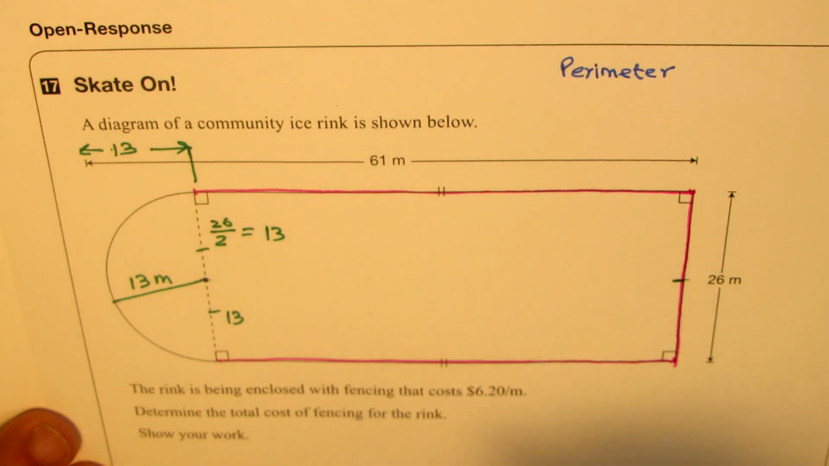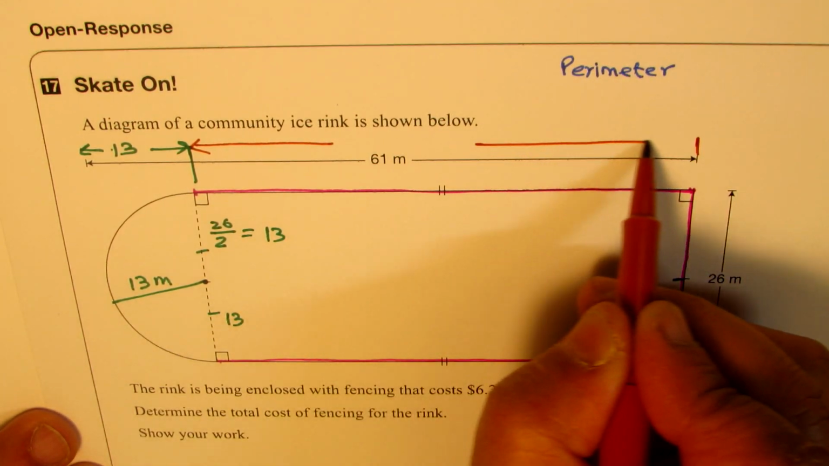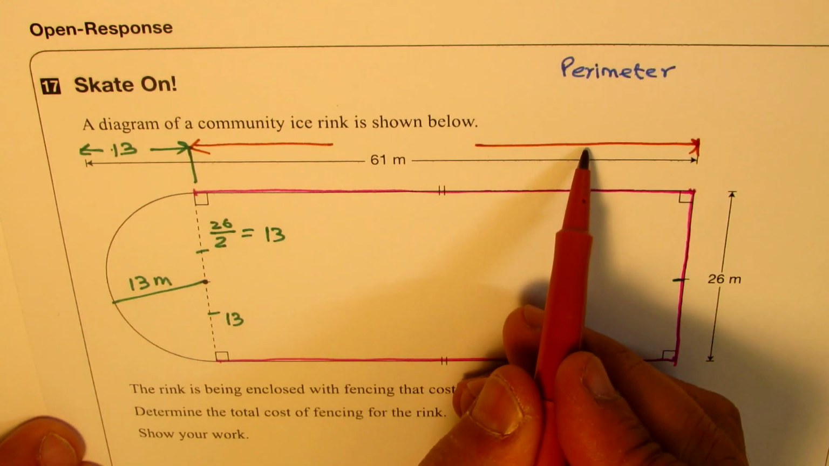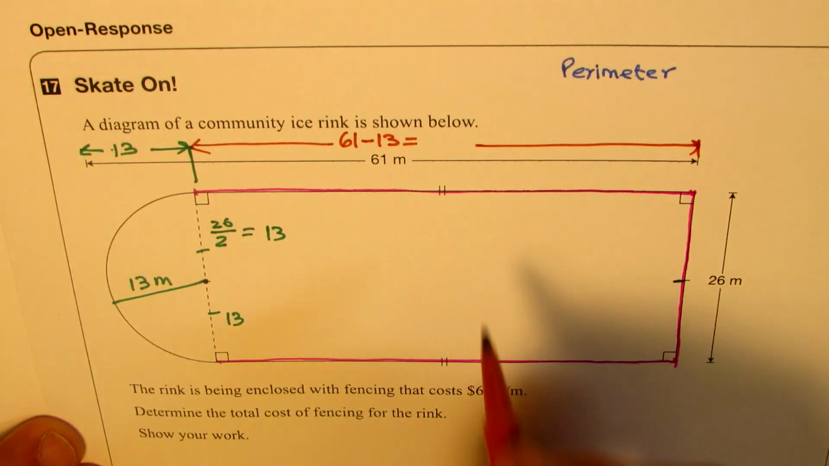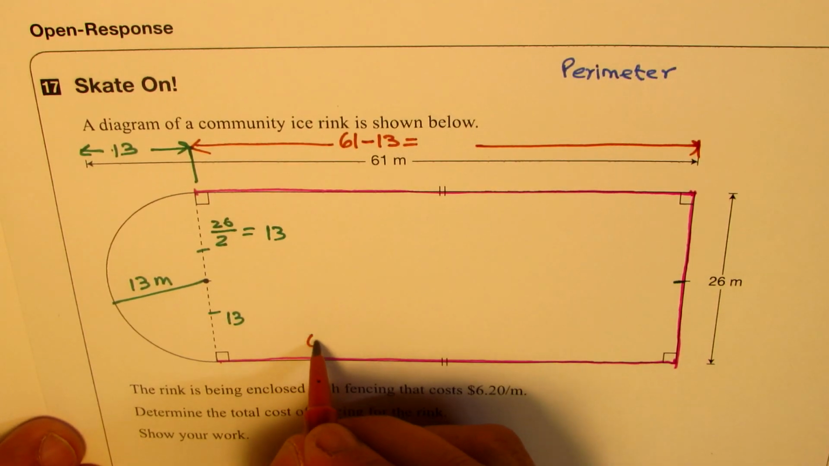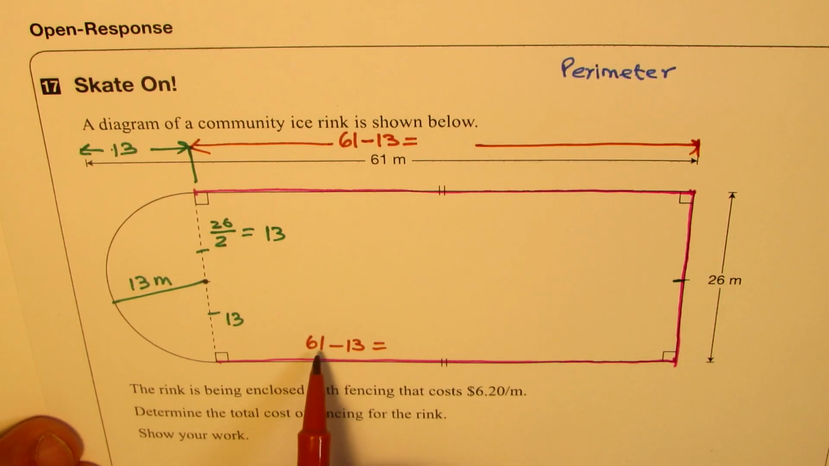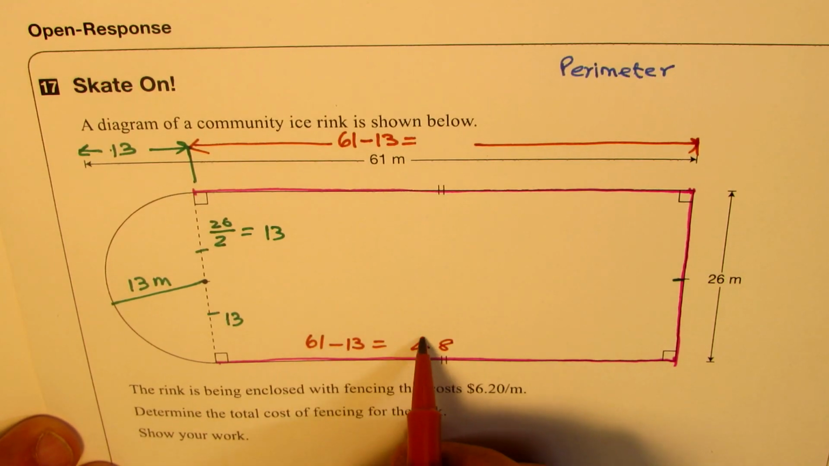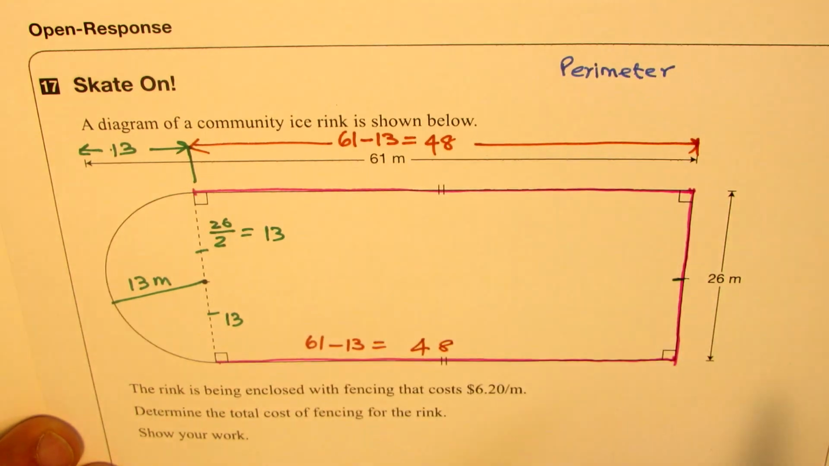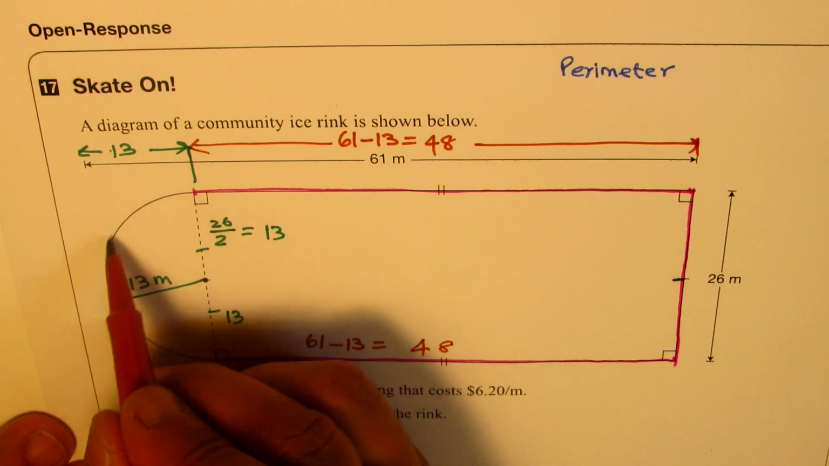So how much is the length of this rectangular part? Well, the length of this rectangular part should be 61 minus 13. Is that clear? And these two are equal, so this is also 61 minus 13. Right? So when you take 13 away from 61, you get 8, and then 5 minus 1 is 4. So you get 48.